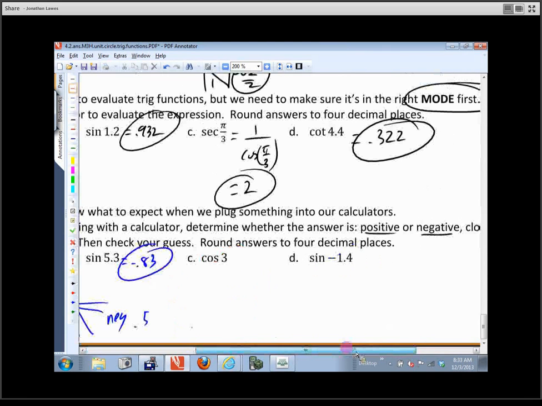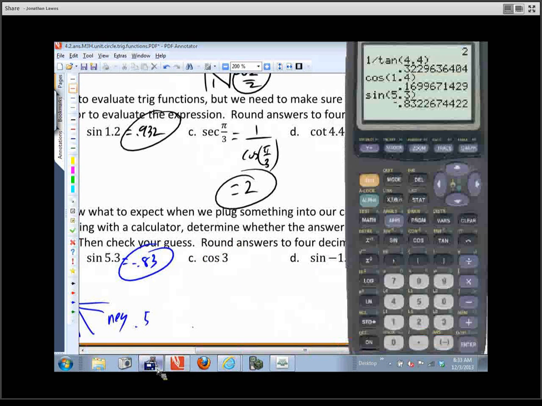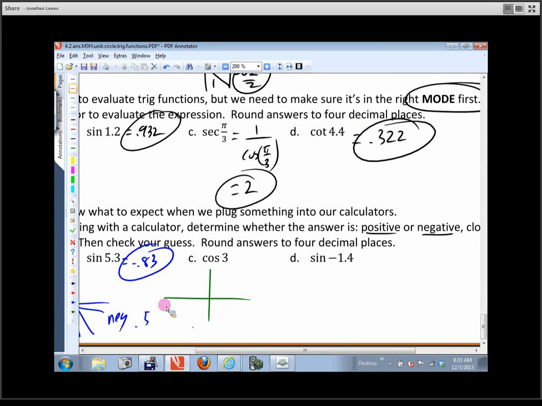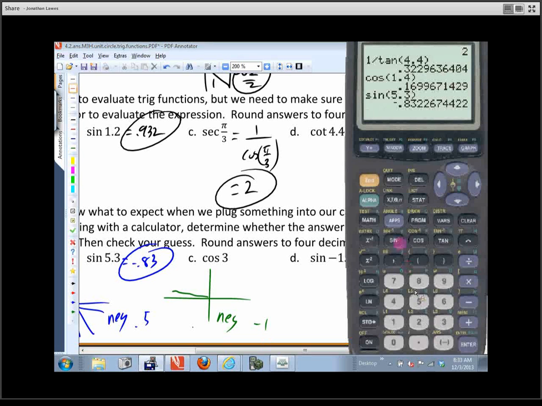What about the cosine of 3? 3.14 is right on the line, right? So 3 is going to be like this. We want the which coordinate? X coordinate. The X coordinate over here would be negative. And that should be a pretty big number, really close to -1, right? So let's see what we get here. Cosine of 3, really close.